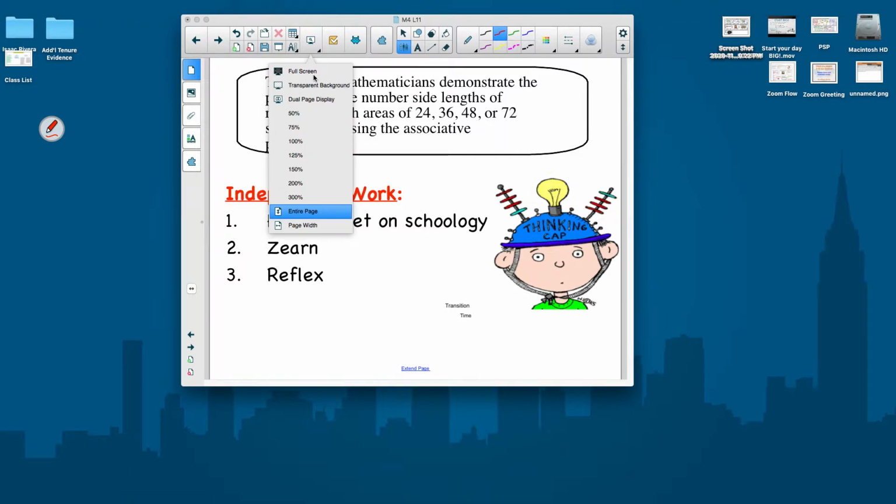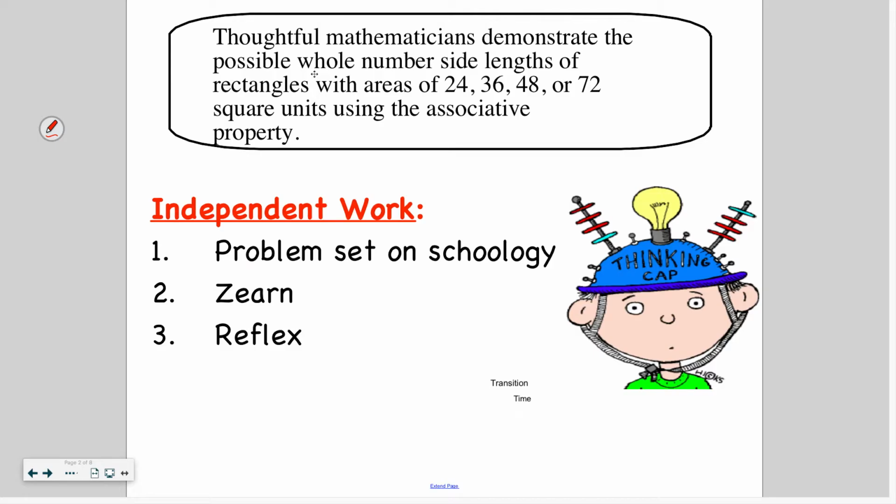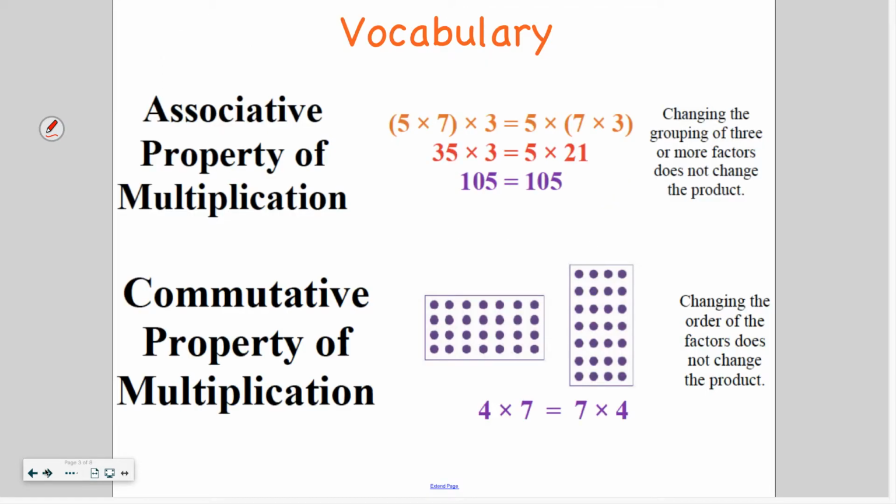Hi scholars, so today we're completing Module 4, Lesson 11, so let's start with our learning intention. Thoughtful mathematicians demonstrate the possible whole number side lengths of rectangles with areas of 24, 36, 48, or 72 square units using the associative property. So what that really means is that we're going to prove that different rectangles can have the same area because of their side lengths. And that really has to do with the factors, and I'll explain.